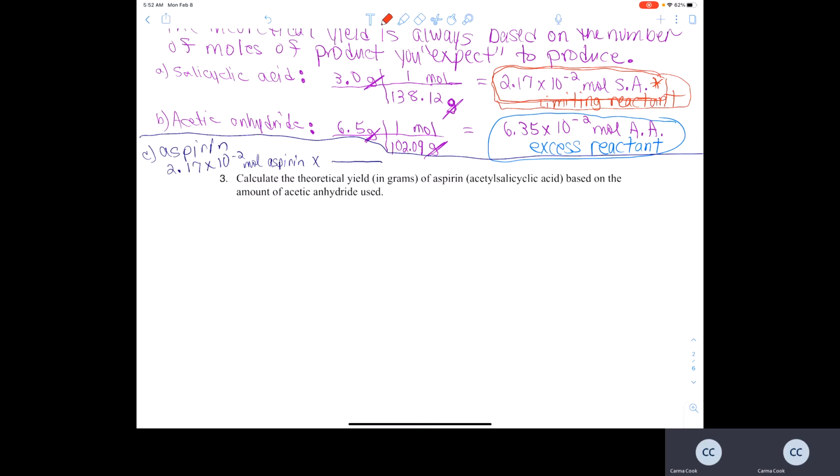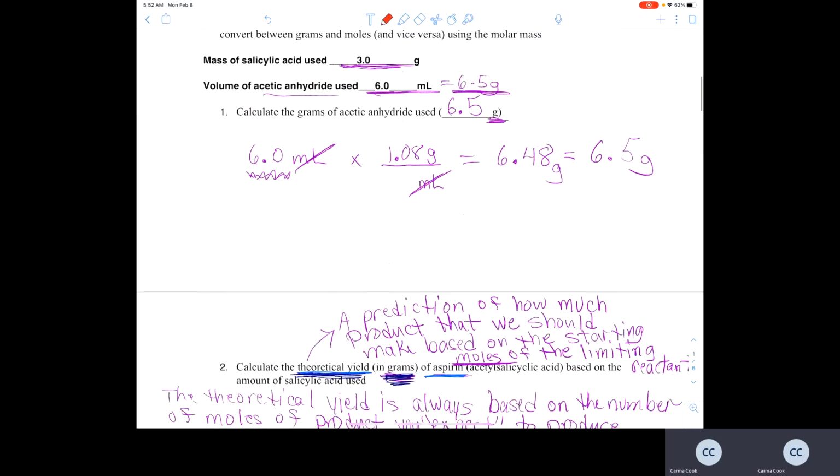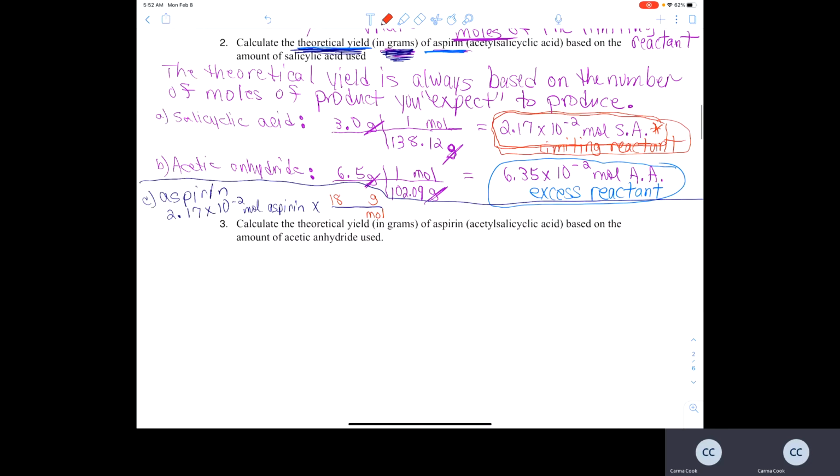So we want to get rid of moles this time. So moles go in the denominator. We want grams, so it goes in the numerator. And so we put in our molar mass, and that was 180.16 grams per mole for the aspirin.